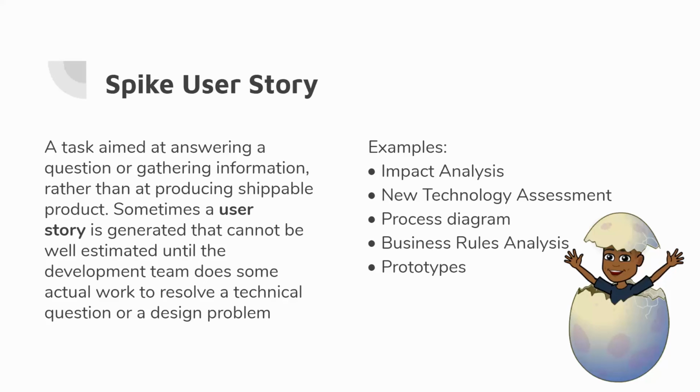The outputs of a spike user story are not quite the same as a user story, whereas a user story has a shippable product, something you could test essentially. A spike user story might have something like an impact analysis, a new technology assessment, a process diagram, a business rules analysis, or even a prototype that'll allow you to say, hey, now that we have this information, we can go back to that other user story and properly estimate it.